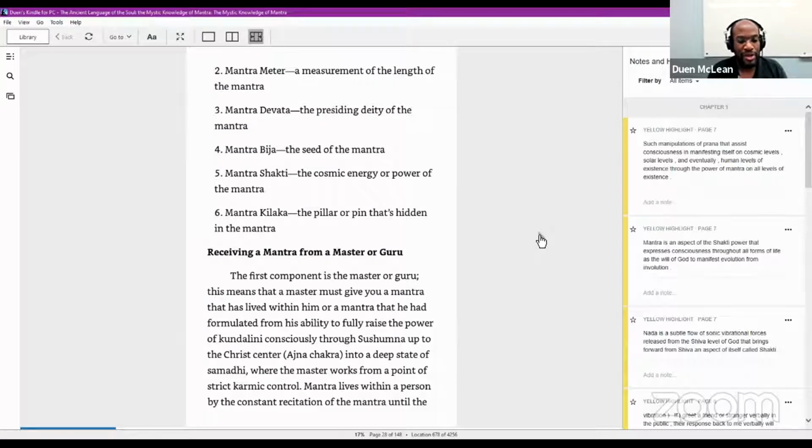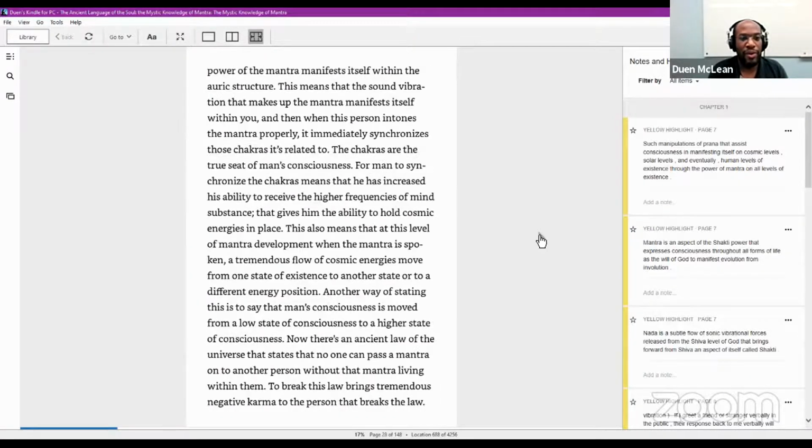Mantra lives within a person by the constant recitation of the mantra until the power of the mantra manifests itself within the auric structure. This means that the sound vibration that makes up the mantra manifests itself within you. And then when this person intones the mantra properly, it immediately synchronizes those chakras it's related to. The chakras are the true seat of man's consciousness. For man to synchronize the chakras means that he has increased his ability to receive the higher frequencies of mind substance. That gives him the ability to hold cosmic energies in place.